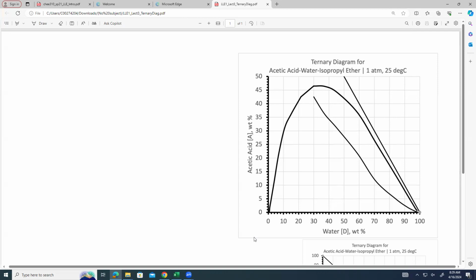But that's only one half of it, because since we're on this line, we're going to have 2 different layers. So now what we have to do is use a tie line. This is a terrible point for that, actually.